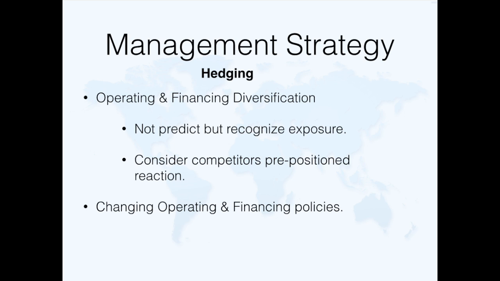In order to handle the risk from experiencing operating exposure, we need strategy management. There are two major areas we can focus on in strategy management. The first is operating and financing diversification, and the second is changing operating and financing policies. It requires the company to be able to recognize the exposure but not to predict it. And the company also needs to consider the competitors' pre-positioned reactions.